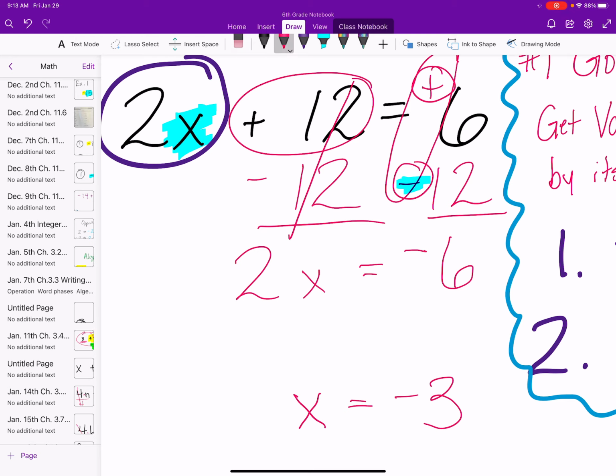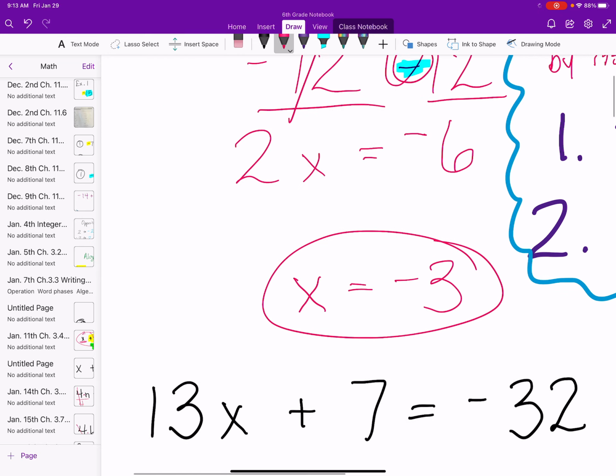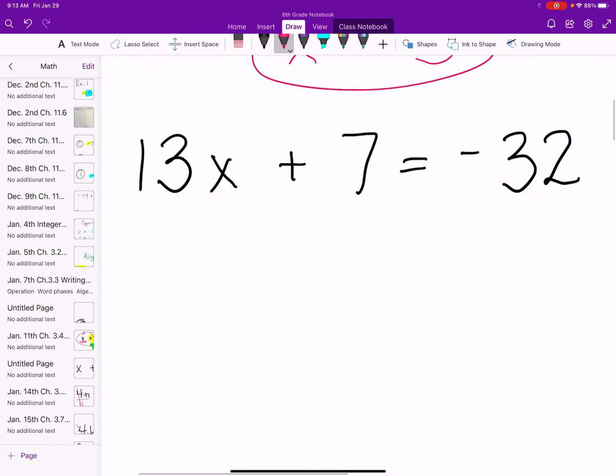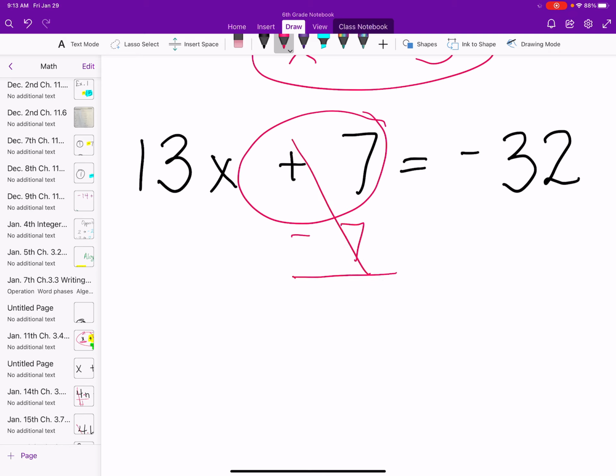Okay, let's try another one. Okay, so we have 13x plus 7 equals negative 32. Okay, so we need to get rid of our addition and subtraction first. We need to get rid of this plus 7. The opposite of plus 7 is minus 7. So now I have negative 32 minus 7. That's like saying negative 32 and negative 7. They're both the same signs, so it means we're going to add those two numbers up. 32 plus 7 is 39.